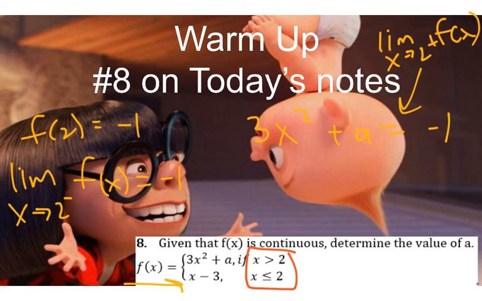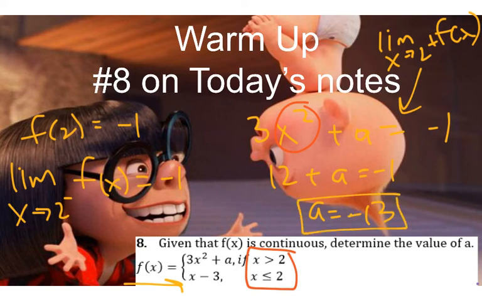So now we're just going to do some basic algebra to solve for a, remembering that we can actually substitute in here. We're not having x just be x, we're having x be 2. So if I substitute 2 in, I'm going to get 2 squared is 4, 4 times 3 is 12, 12 plus a is negative 1, so a is going to be negative 13. So the value of a that makes this function continuous is negative 13.